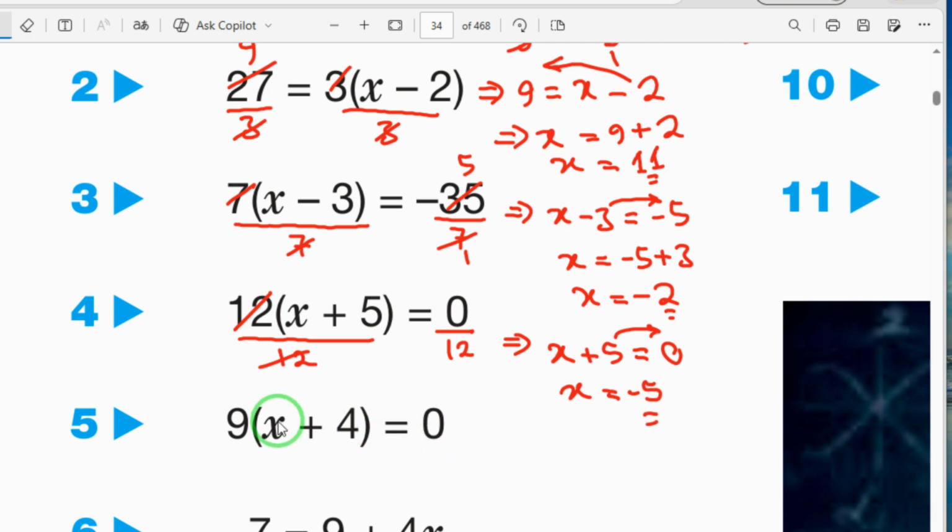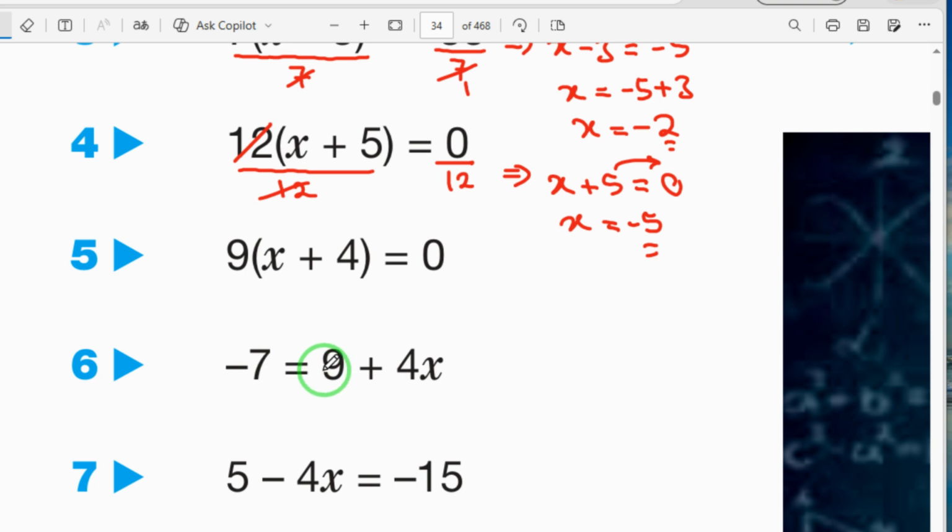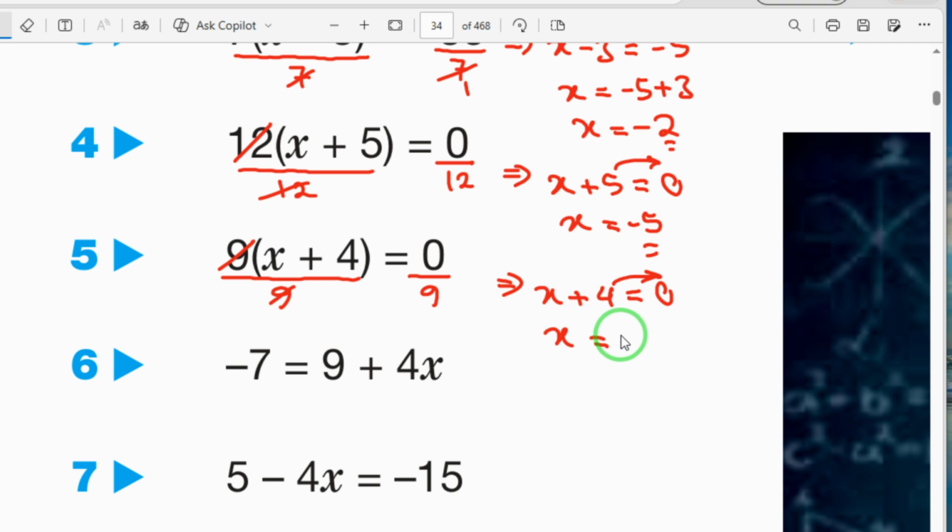Question number 5 as well. First we divide by 9 both sides of the equation. Here we simplify, just only remain x plus 4 equal to 0 divided by 9 equal to 0. Then x is equal to, we carry to the right side, this 4 become negative minus 4.